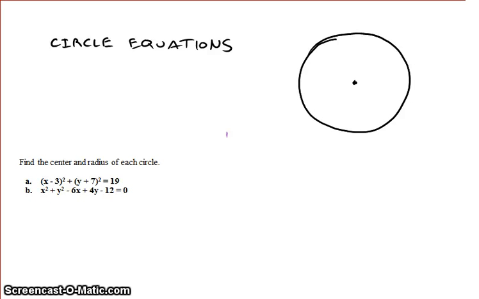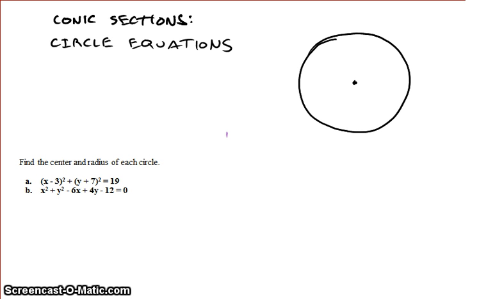Ladies and gentlemen, we continue our work in Chapter 6 on analytical geometry with the first of the many conic sections, circles. These are conic sections, and we are dealing with one of those conic sections, circles.